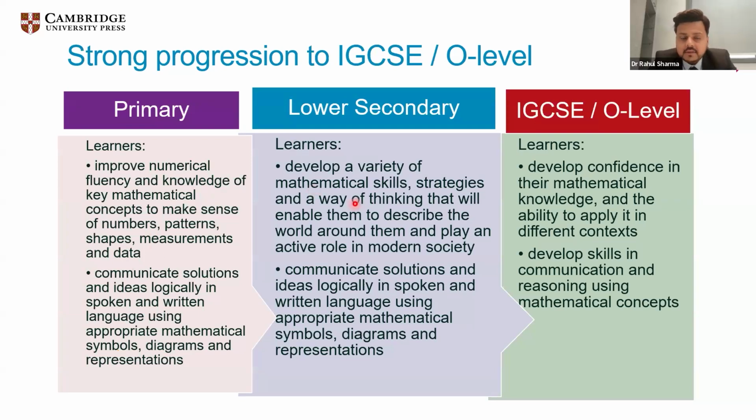At the lower secondary level, they are solving a variety of mathematical skills, ways of thinking, and playing an active role in modern society. At the end, when they come into the IGCSE, the boards of grade 10, 11, 12, they develop that confidence in understanding the mathematical knowledge. So any strand has been designed in such a beautiful way that progression is happening right from primary, towards lower secondary, and then towards the IGCSE or the A levels as well.